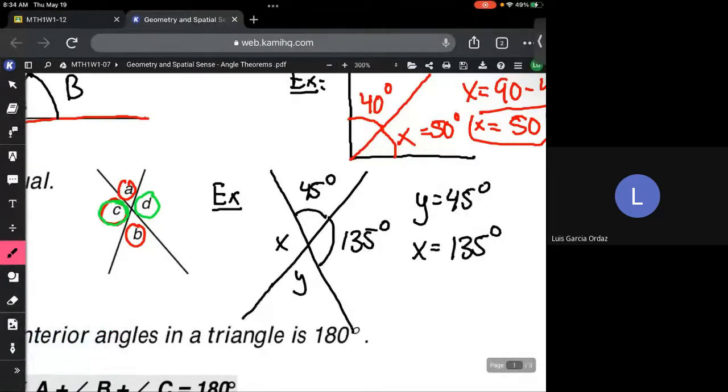And like we said before, all the angles in a triangle add up to 180. We agree with this, so that's nothing new. Does anyone know what all the angles of a square add up to?